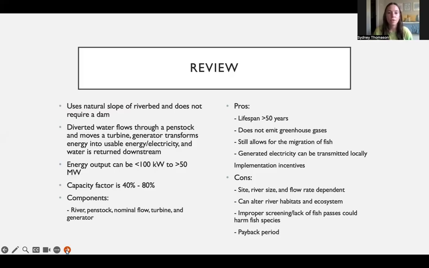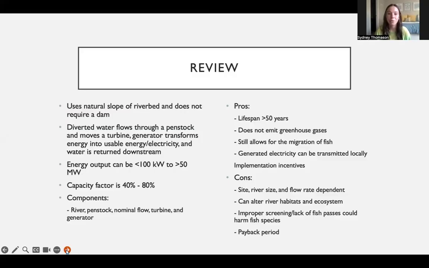The diverted water from upstream flows through a penstock and moves to a turbine, and then through the generator, which transforms that flow of water's kinetic energy into usable energy and electricity afterwards. And then that water that passes through is returned downstream in the river. The energy output can be anywhere from less than 100 kilowatts to over 50 megawatts, and the capacity factor is 40 to 80%.